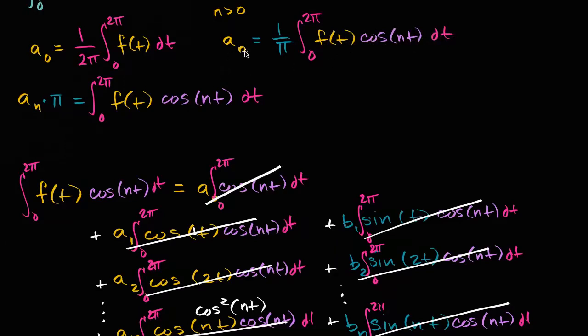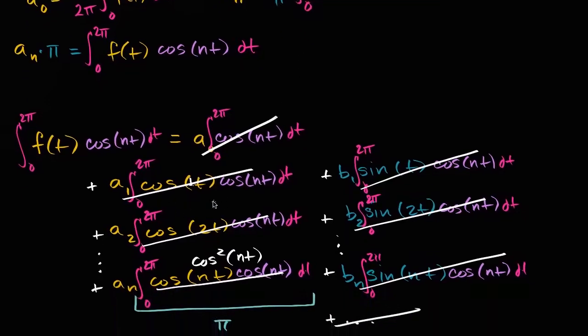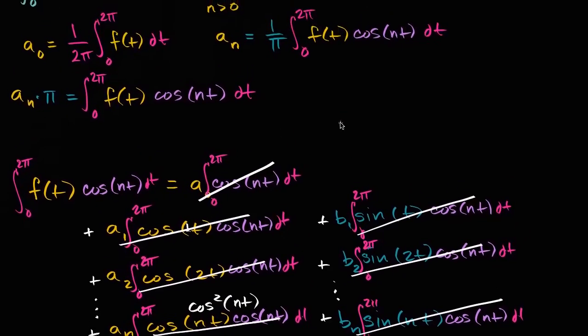So if you want to find the nth coefficient for one of our cosines, a sub n, well, you take your function, multiply it times cosine of nt, and then take that definite integral from 0 to 2 pi, and then divide by pi. So pretty intuitive. And what's cool is that the math kind of works out this way, that you can actually do this. So hopefully you enjoyed that as much as I did.